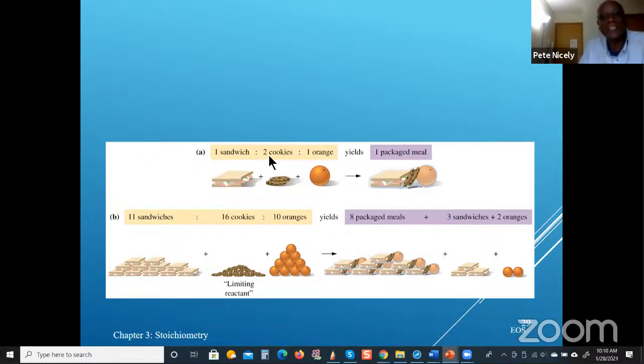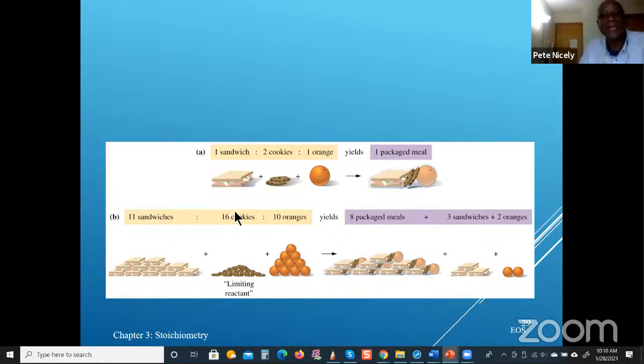Now, based on the above equation, if you look at things from the standpoint of the sandwiches, for 11 sandwiches you're going to need 22 cookies. But we do not have 22 cookies. We have only 16. So therefore, all the 11 sandwiches will not be used up. Now, if you look at things from the standpoint of the oranges, for 10 oranges, you're going to need 20 cookies. Again, you don't have enough cookies, so therefore, not all the oranges will be used up as a result.